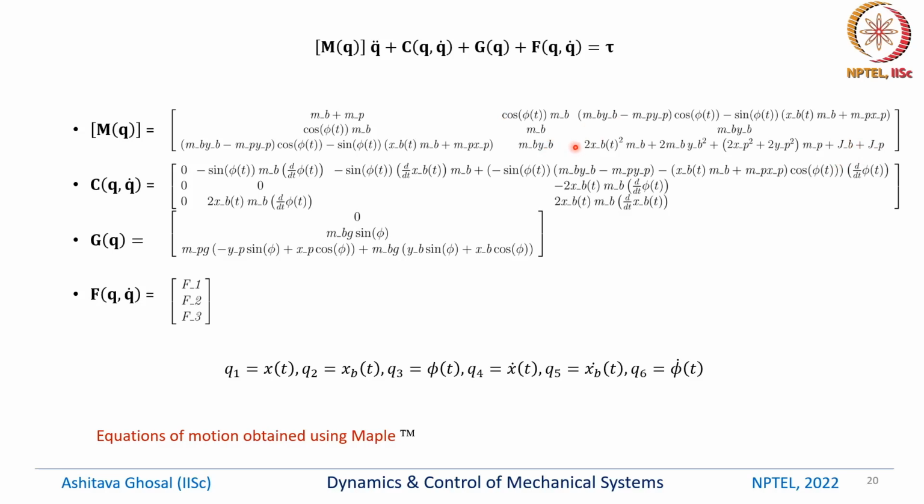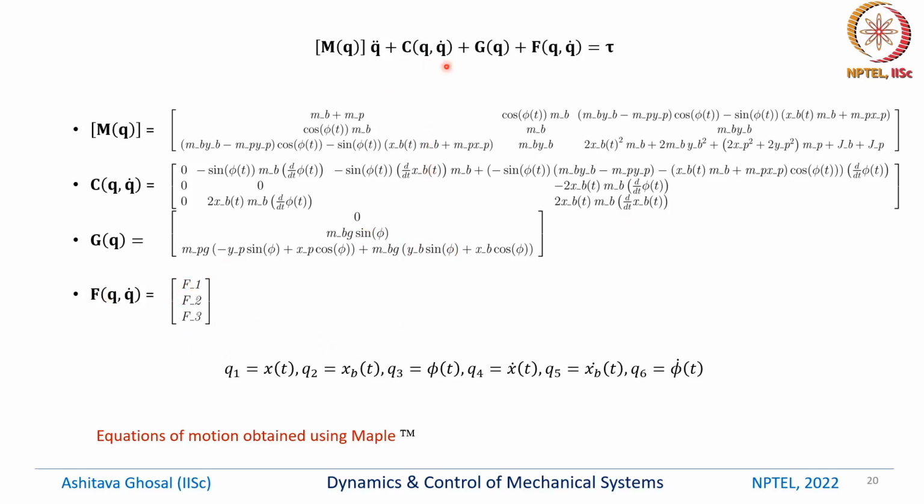So this is obtained from the kinetic energy. We find the Lagrangian, do all the derivatives, which we have done in the module on dynamics, and then we find the mass matrix. Likewise, we can find the Coriolis term and the gravity term, and the friction term is something which we will add in an ad hoc manner. So the mass matrix is 3 by 3, the Coriolis term is also 3 by 3, and G(q) is a 3 by 1 vector, and the friction is a 3 by 1 vector.